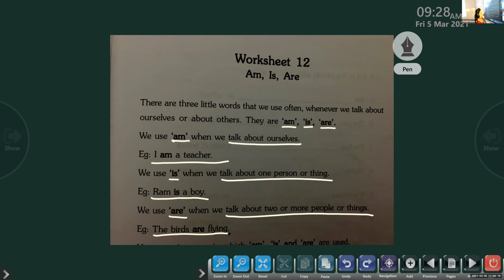A-R-E. Madhav, please sit properly, straight.